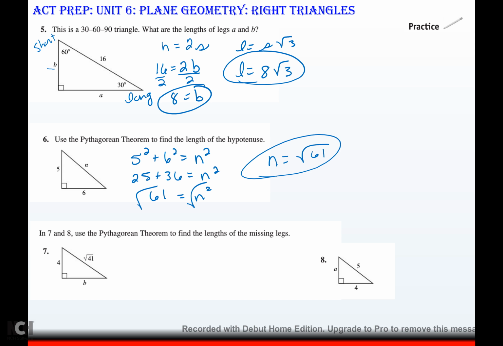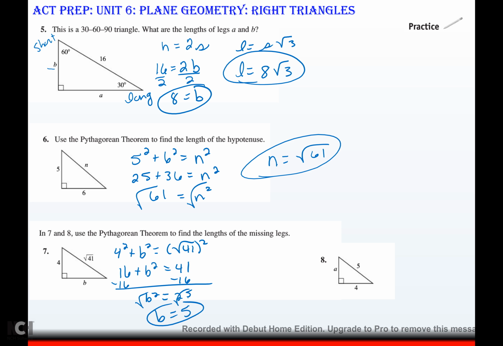Okay, in 7, we want to find the lengths of the missing legs. So in 7, I have leg squared plus leg squared equals hypotenuse squared. That'd be 16 plus b squared equals 41. Take away 16, I get b squared equals 25. Square root, and I get b equals 5. On 8, I'm going to have a squared plus 4 squared equals 5 squared. That's a squared plus 16 equals 25. Subtract 16, I get a squared equals 9. Square root, and I get a equals 3.